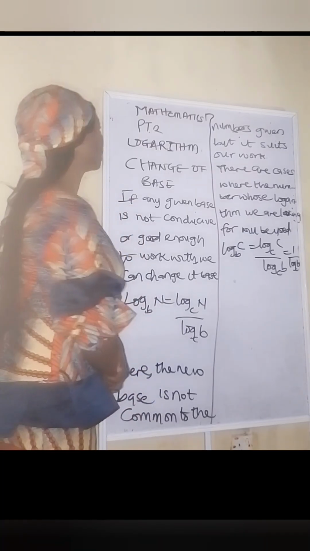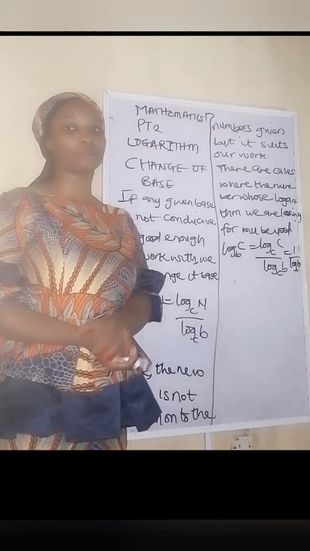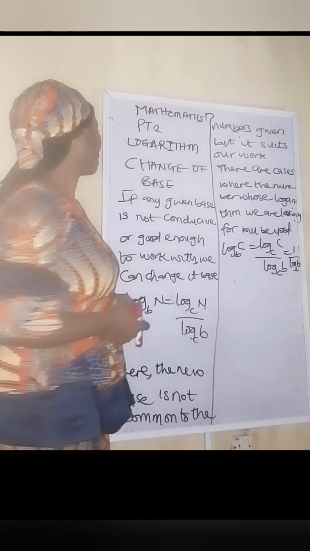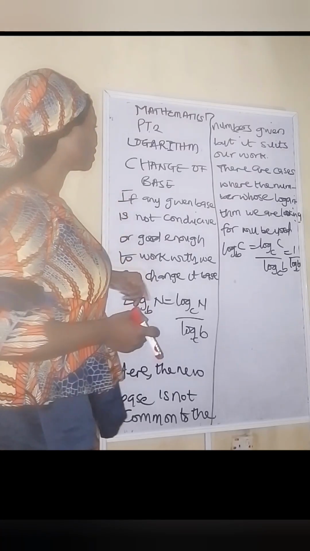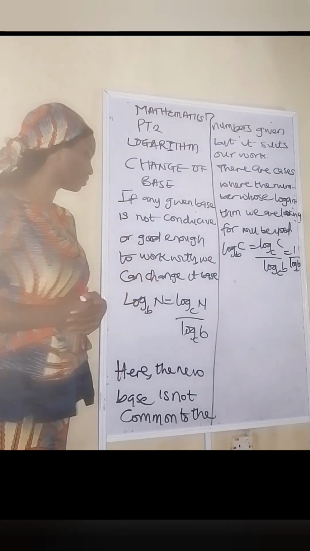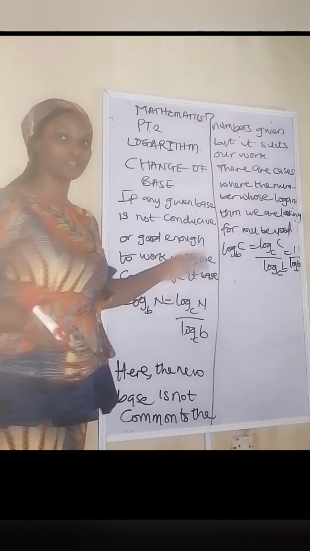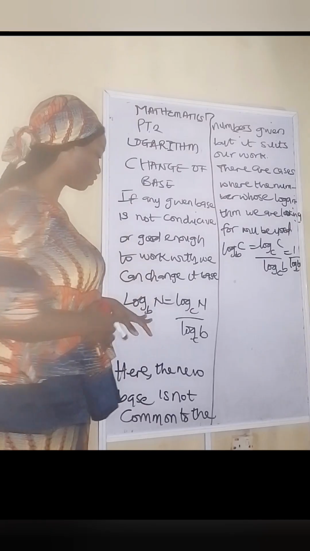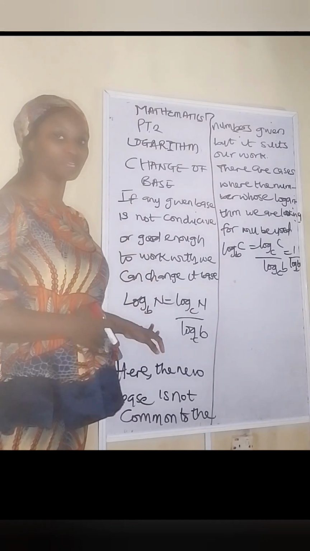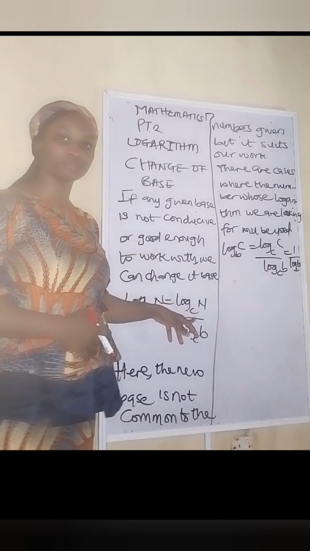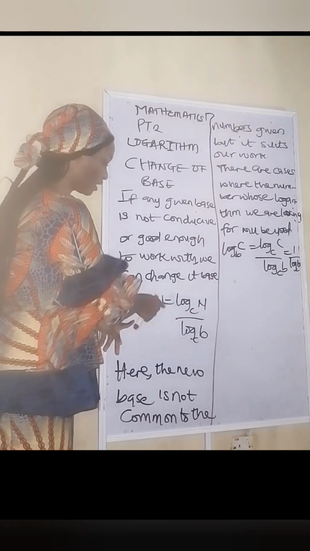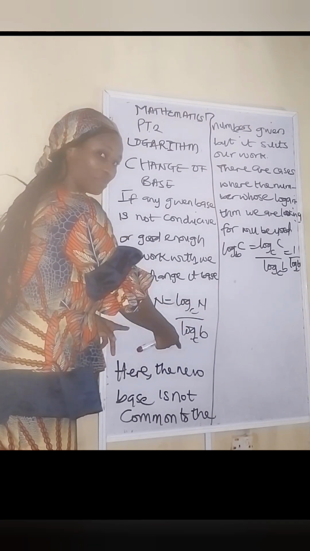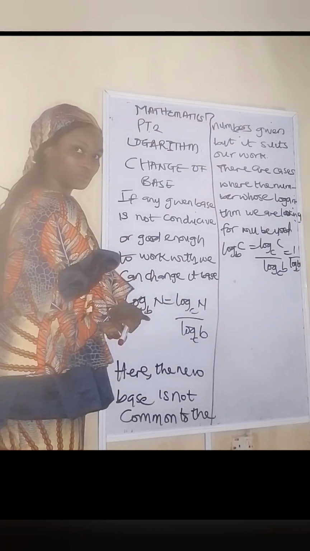Right now, we'll be doing logarithm part 2. And this time around, the subtopic before us is change of base. So if any given base is not conducive or good enough to work with, we can change its base, you understand? Now let's look at this particular work, log n base b. When we find it difficult to work with this equation, what we do is we change the base. Now the base has been changed to c. So we now have log n base c over log b base c. Do you understand now?